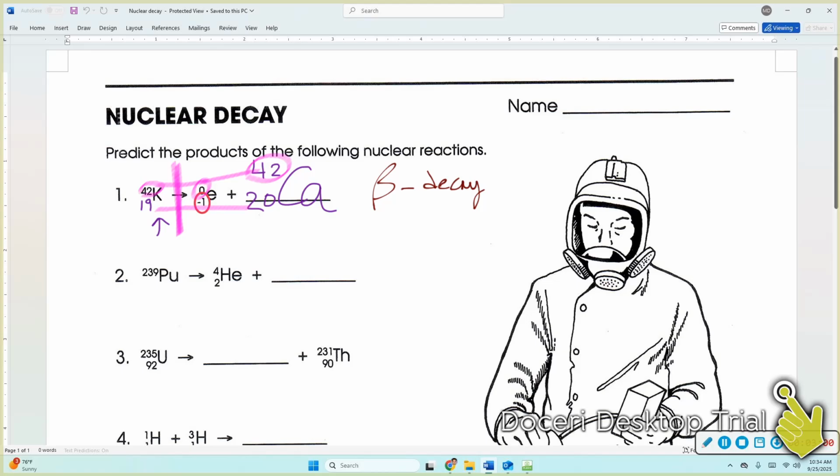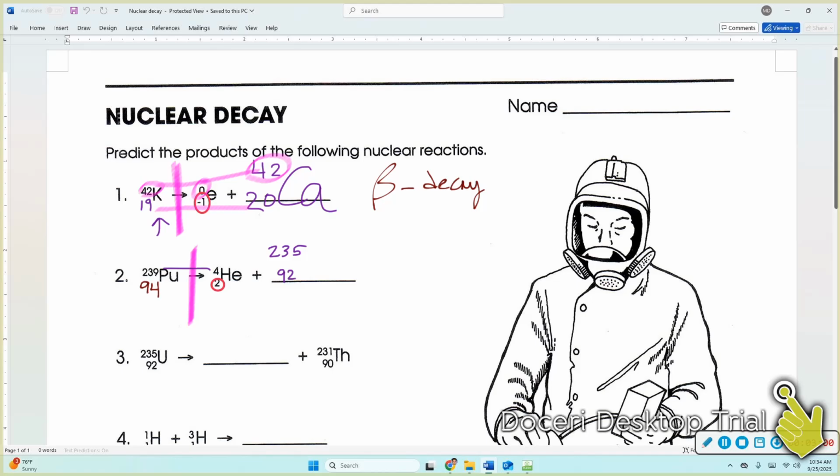Pu, number 94. Wow. A lot of these nuclear radioactive elements are going to be in the bottom 2 rows. Okay, so split this up, the left side and the right side. We have 2 on the right side, right? 2 plus what gives you 94? So 94 minus 2 will give you 92. And then the top: 239 minus 4 here is 235.